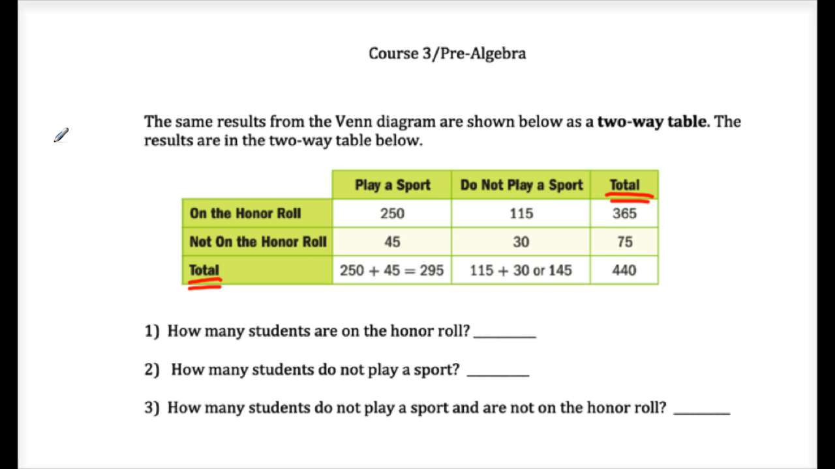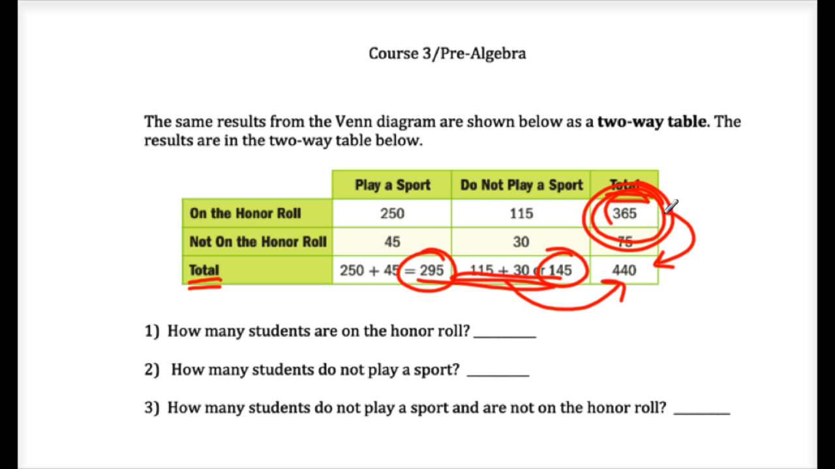You guys have your calculators out? Everybody add 365 plus 75 together. 440. How many kids were surveyed? Watch this. Somebody had 295 plus 145. 440. It all adds up. Guys, these two numbers have to make that number, and these two numbers have to make the same number. If that doesn't happen, your two-way table is not correct.